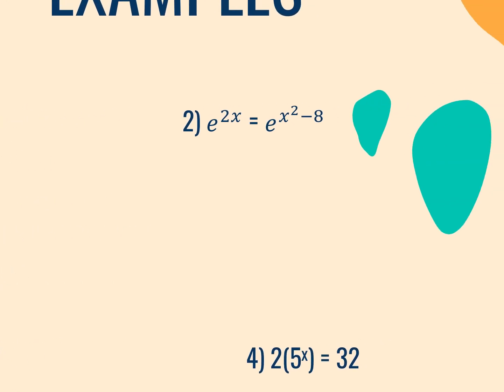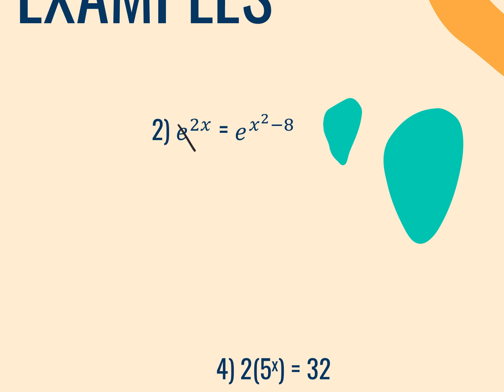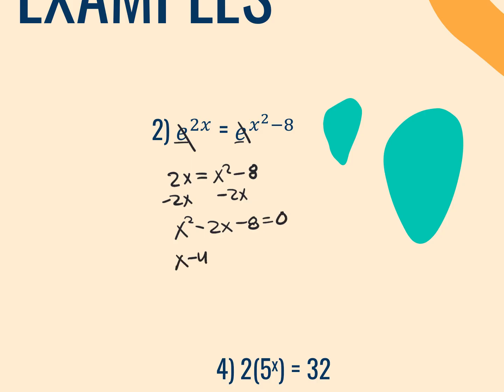All right? The next one's exactly the same thing, so I'm going to cross out my e's because they are the exact same base. And you're left with 2x equals x squared minus 8. And then this just becomes a quadratic equation now that you got rid of your exponents, right? Or you got rid of your bases. And then we're just left to solve this, and so we get x minus 4 times x plus 2 equals 0. And then we get 2 answers, x equals 4 and x equals negative 2. All right, 2 answers again. Again, you don't need to check. There's no extraneous solutions here.